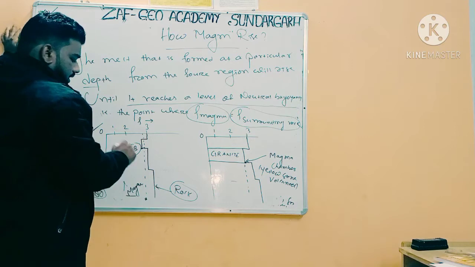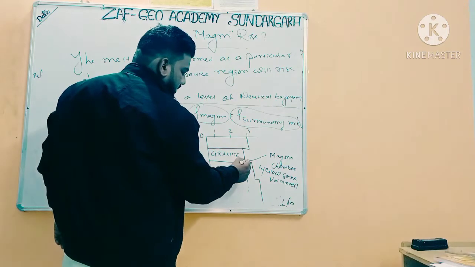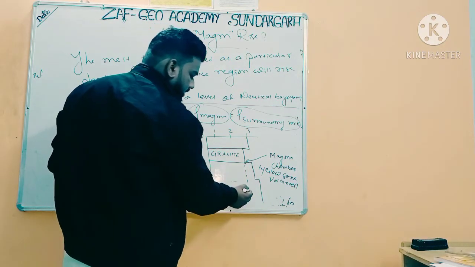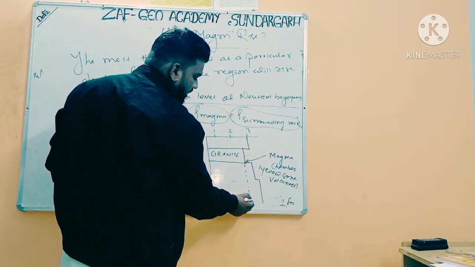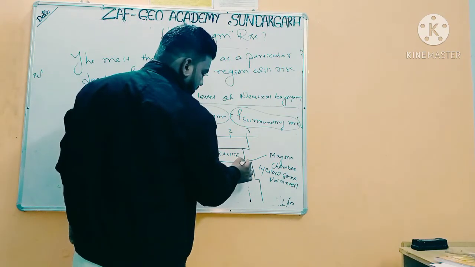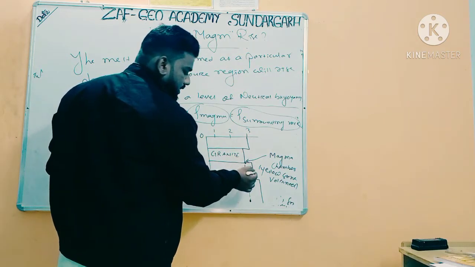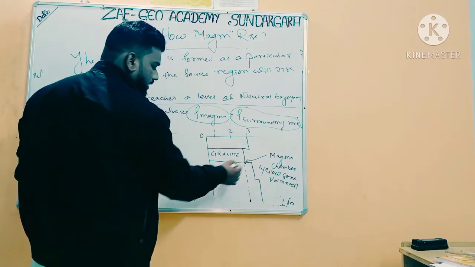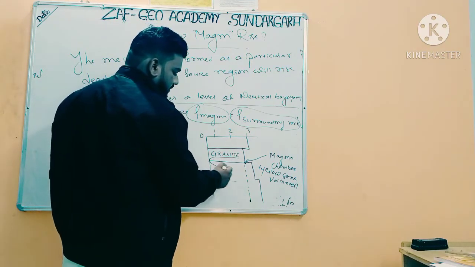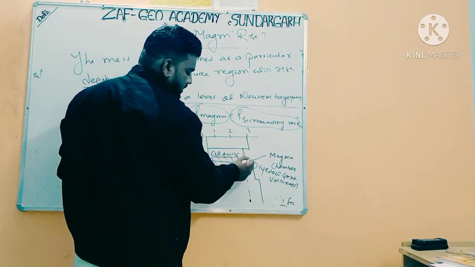Now, this is the level of neutral buoyancy, and this is our source magma. It will rise up to this point. Since the density of the magma will be equal to the density of the surrounding rock, it will stop here, and the entire magma will stop here and give rise to a magma chamber. So the magma chamber will be located somewhere here.